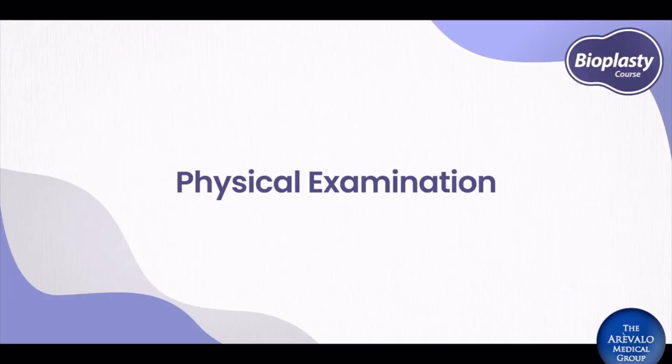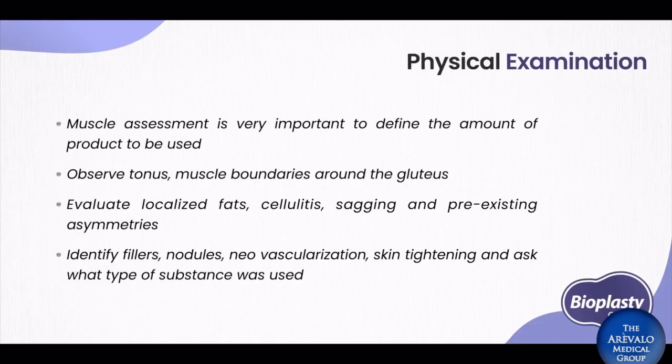Finally, let's go to the physical examination, an essential part to perform the procedure. Start by assessing the musculature. It is very important to define the amount of product to be used. Observe the muscle tone and limits around the gluteus. Evaluate localized fats, cellulite, sagging, and pre-existing asymmetries. Identify previous fillers, nodules, new vascularization, and skin tightening. If you find something, ask what type of substance was used.